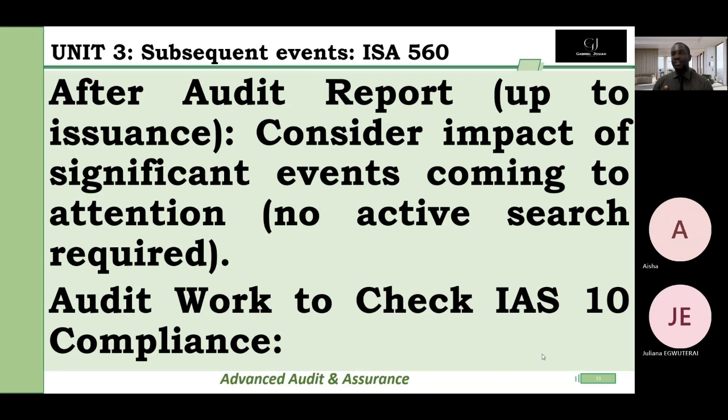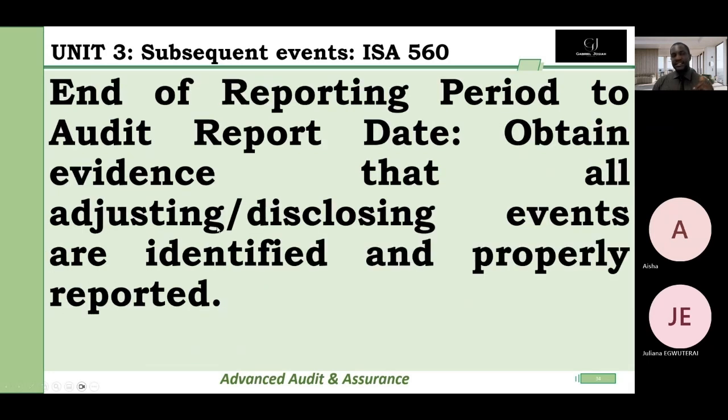IAS 10 is speaking to adjusting and non-adjusting events, and to ensure that we are adequately complying with this IAS. Very important. And that's what ISA 560 is addressing. So IAS 10 is the maker, ISA 560 is the checker, if we use those terms to buttress that.